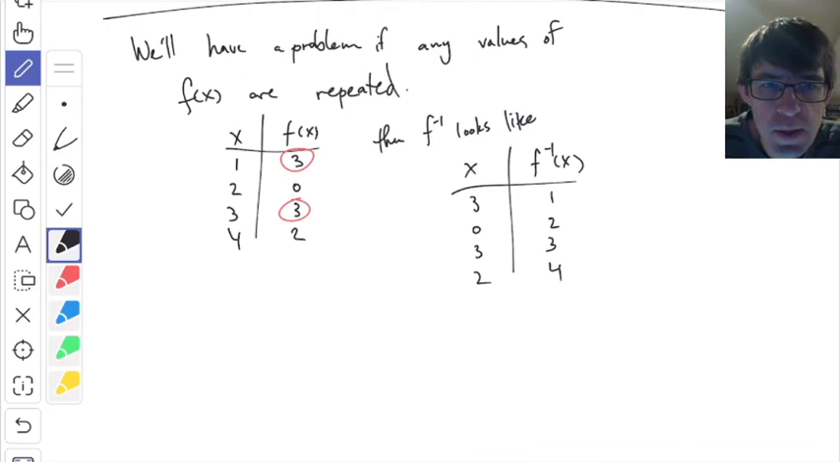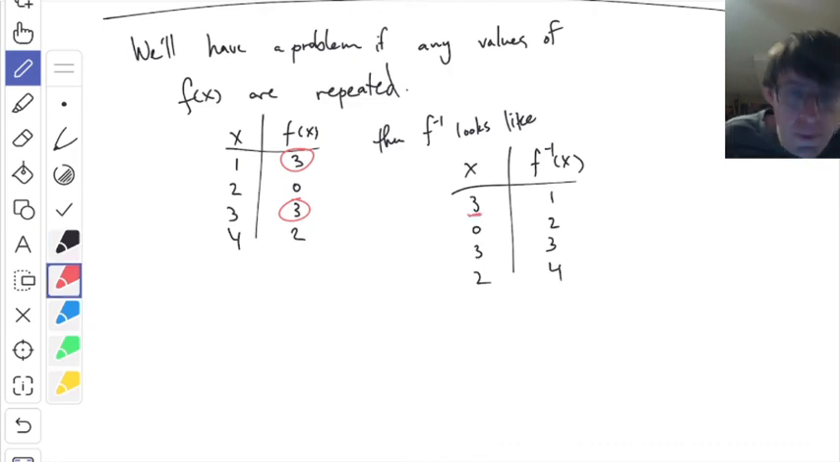Any thoughts? What do you think? I see somebody nodding. Yeah. You can't have two like the same inputs for your x. Yeah, it's because in this case, I have the value here, 3, is being repeated twice, but giving me different answers for this function.